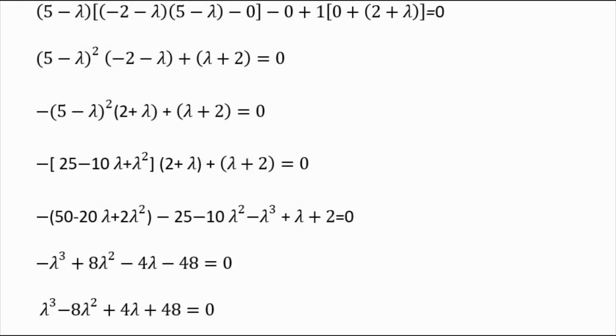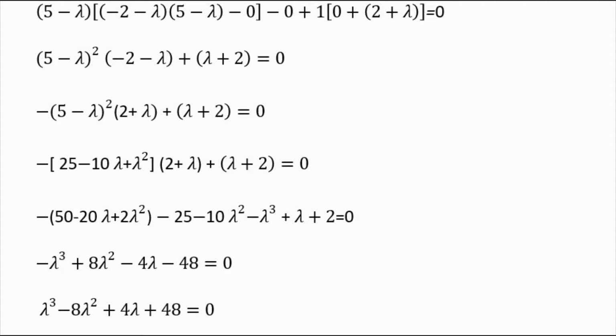Going line by line, the first step when you expand the determinant, we get (5 minus lambda) times [(minus 2 minus lambda)(5 minus lambda)], then minus 0, because the middle term is 0 in the matrix, and the last term is plus 1 times [0 plus 2 plus lambda], equal to 0. We will go through it step by step. We have to simplify each and every term.